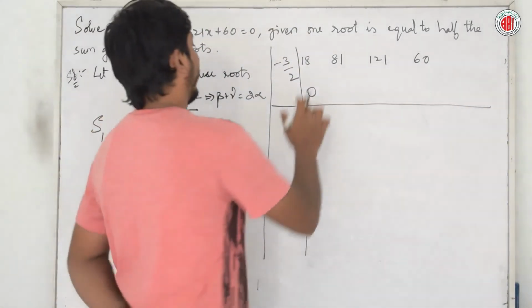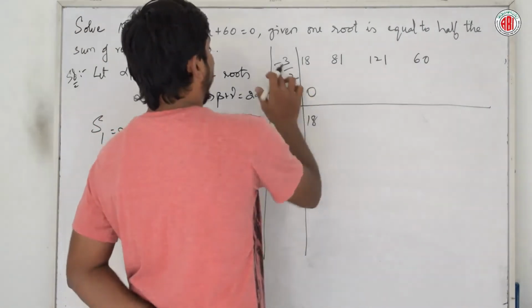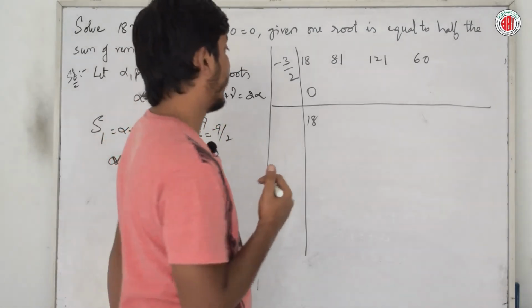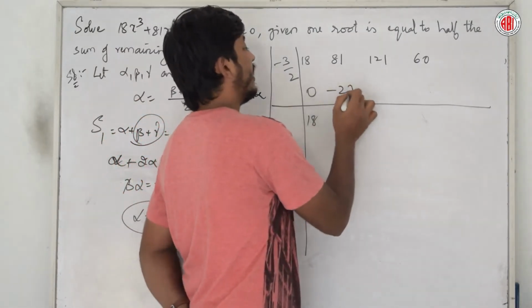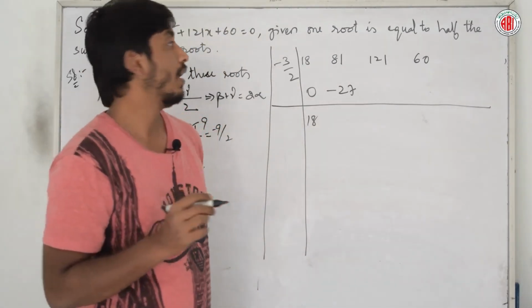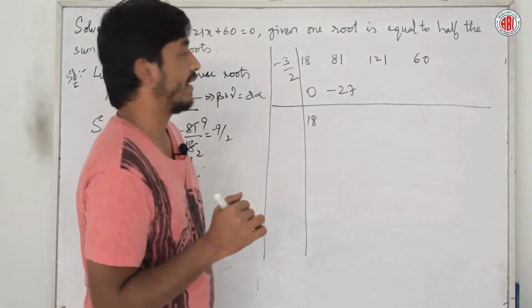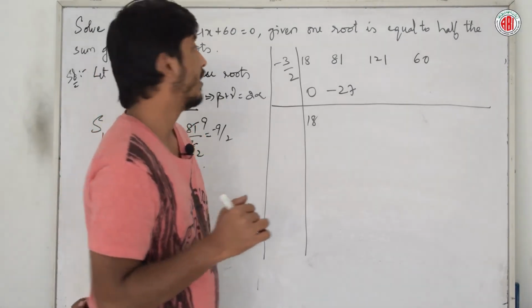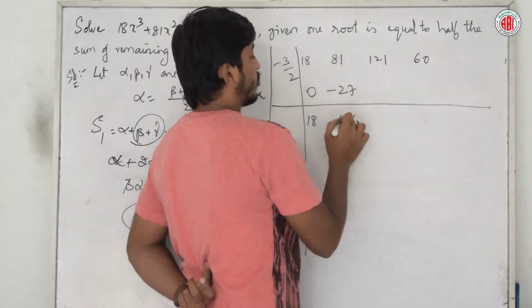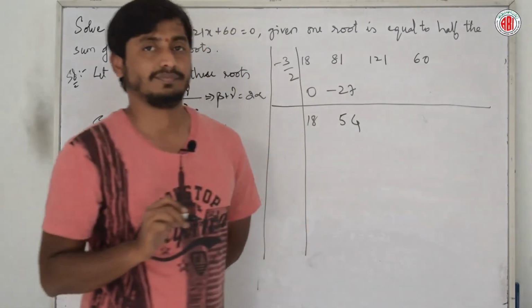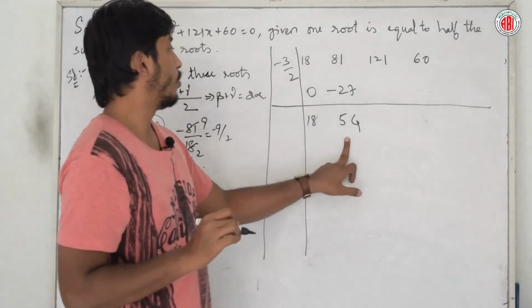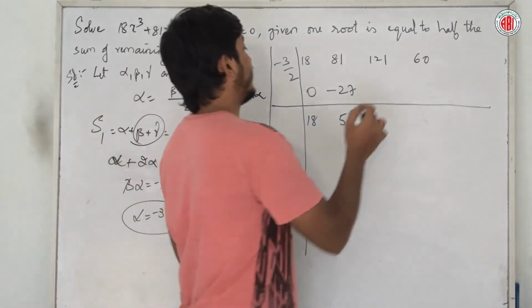Okay. Now 18 plus 0 is 18. Now 18 into 3 by 2. How much is it? 2 1s are 2, 2 9s are 18, will get cancelled. 9 3s is 27. Now tell me 81 minus 27. How much is it? 11 minus 7 is 4. 7 minus 2 is 54. Is it? Now 3 by 2 into 54. 2 1s are 2, into 27. 27 3s is 81.